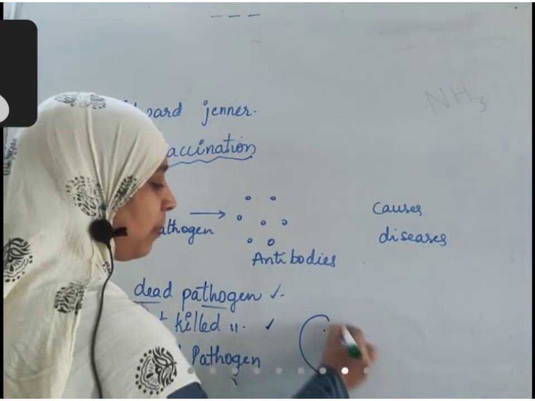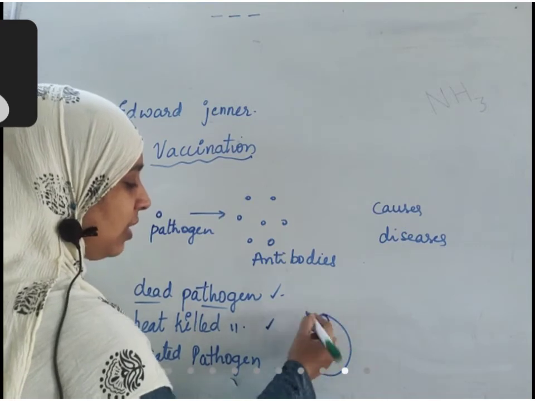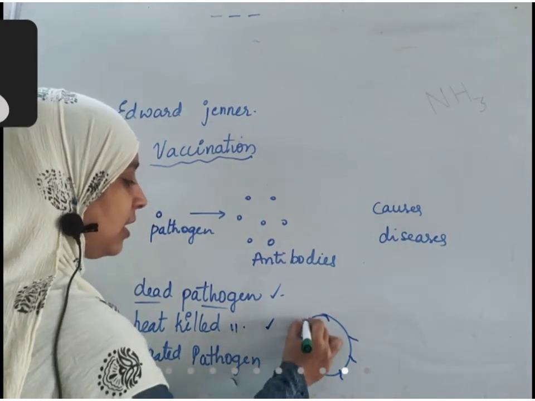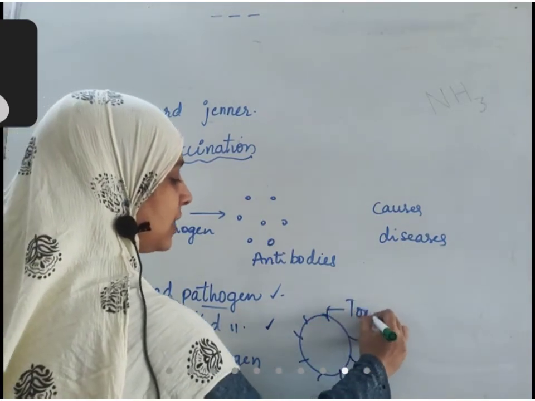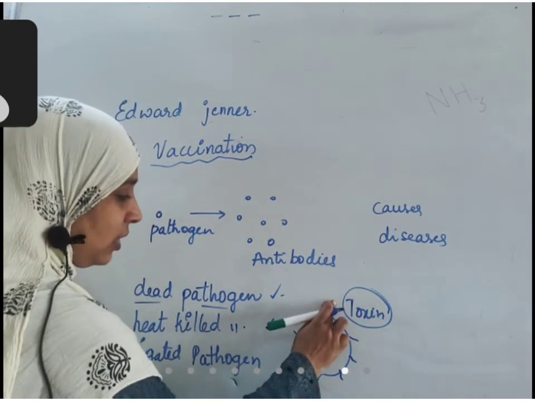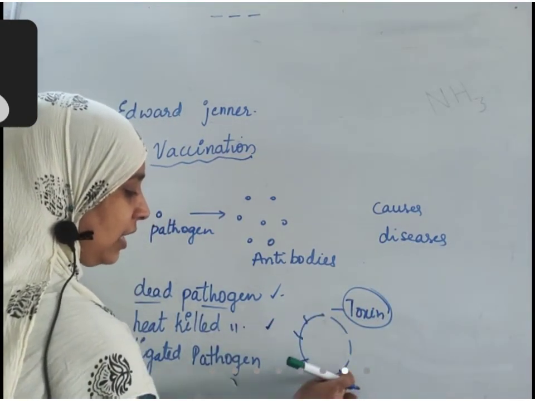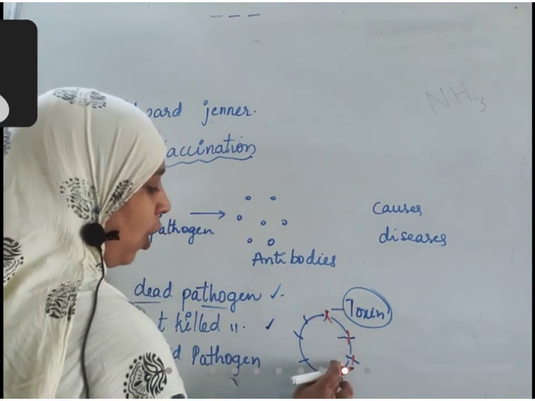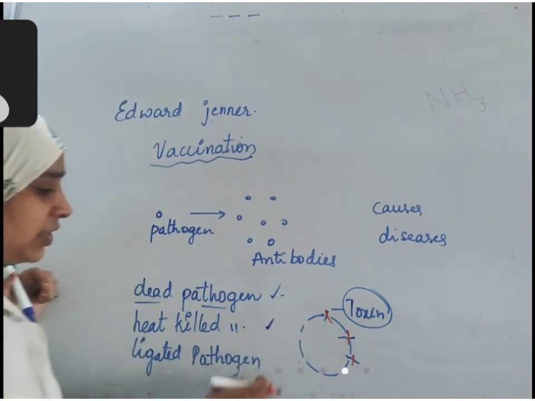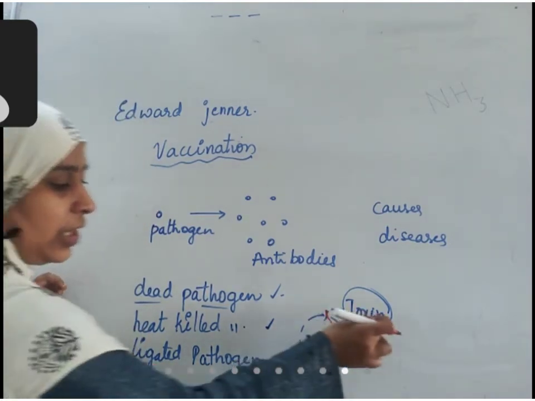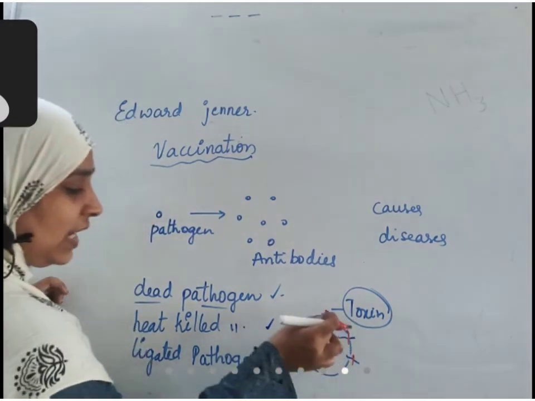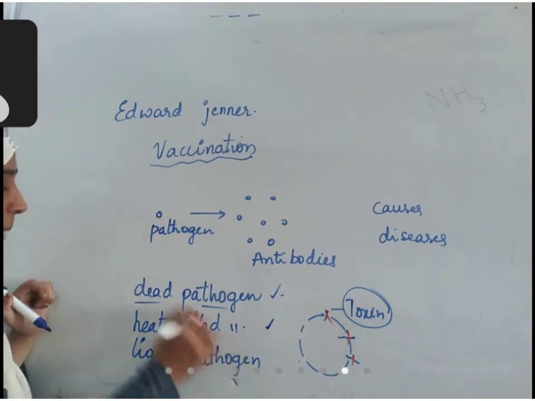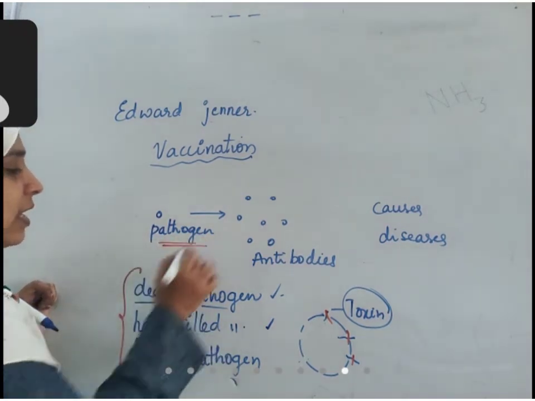Ligated pathogen means in the pathogen's outermost layer, there are some molecules which cause diseases. These are called toxins. These toxins will cause diseases. These toxins are made inactive, either they are made inactive or they are completely removed from that organism. Such a pathogen is called ligated pathogen. The toxin that is present in the pathogen is either denatured or removed, then that is called a ligated pathogen. Any one of these is present in the vaccine.